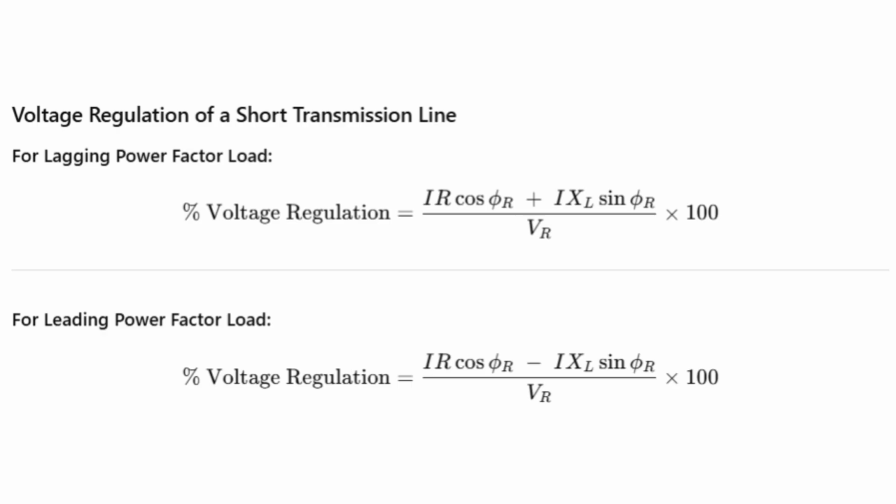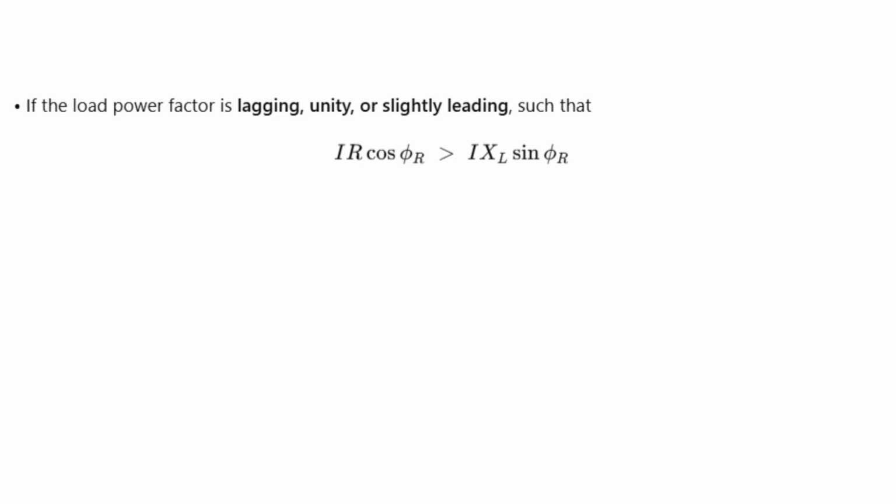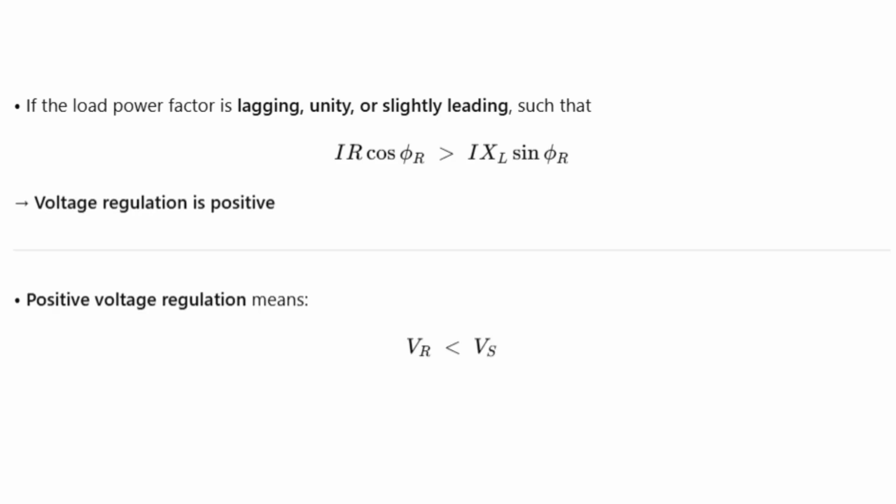From these expressions, some powerful conclusions emerge. If the load power factor is lagging, or unity, or slightly leading, such that I multiplied by R multiplied by cos phi R is greater than I multiplied by XL multiplied by sine phi R, then voltage regulation becomes positive. Positive regulation means the receiving end voltage is less than the sending end voltage.